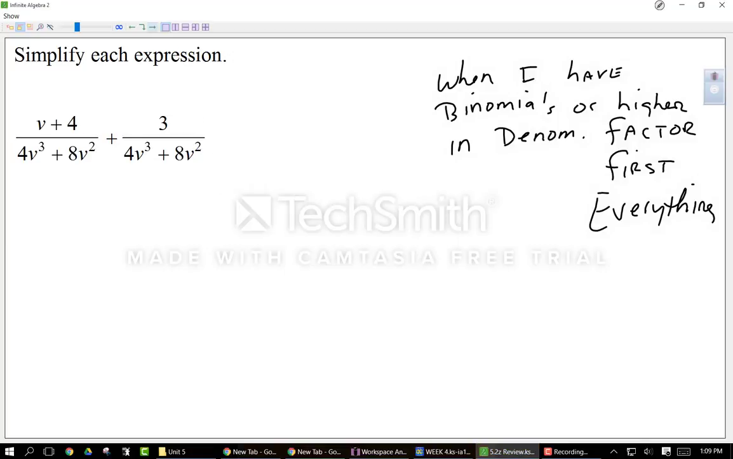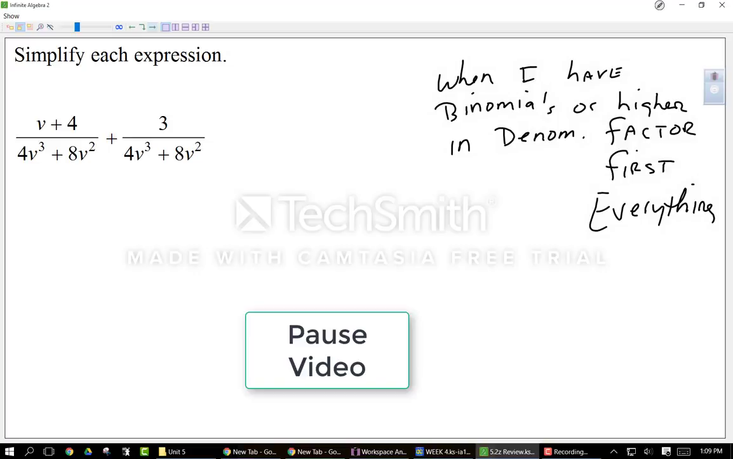Go ahead and pause the video for this particular problem. See if you can do it. If you have an answer, then hit play. If you don't have an answer, again, still hit play to make sure you know how to do it.